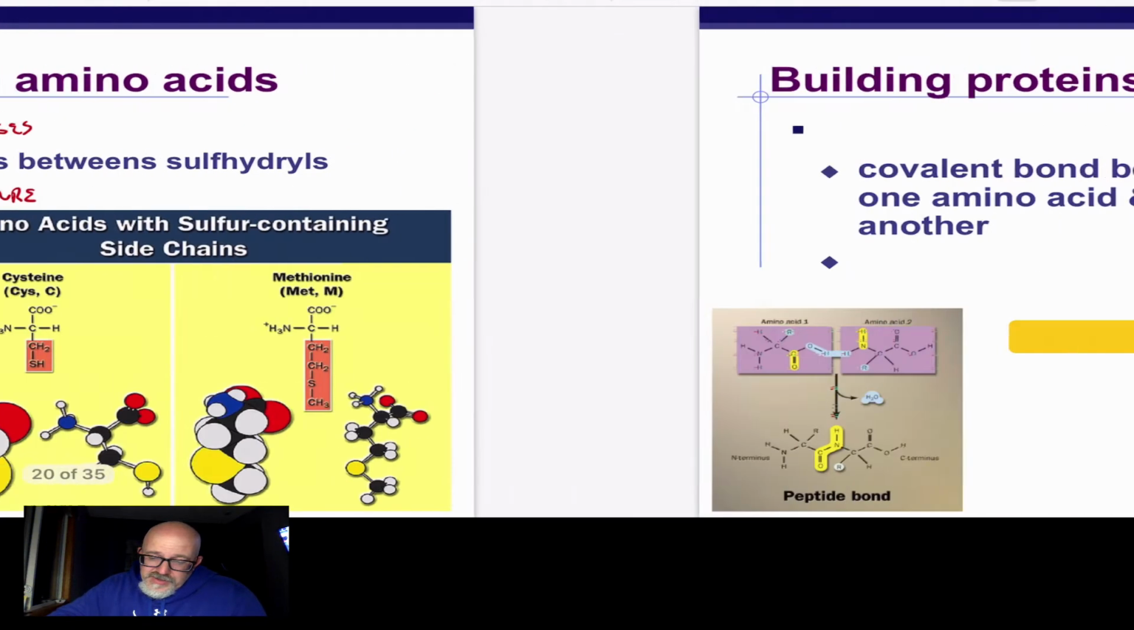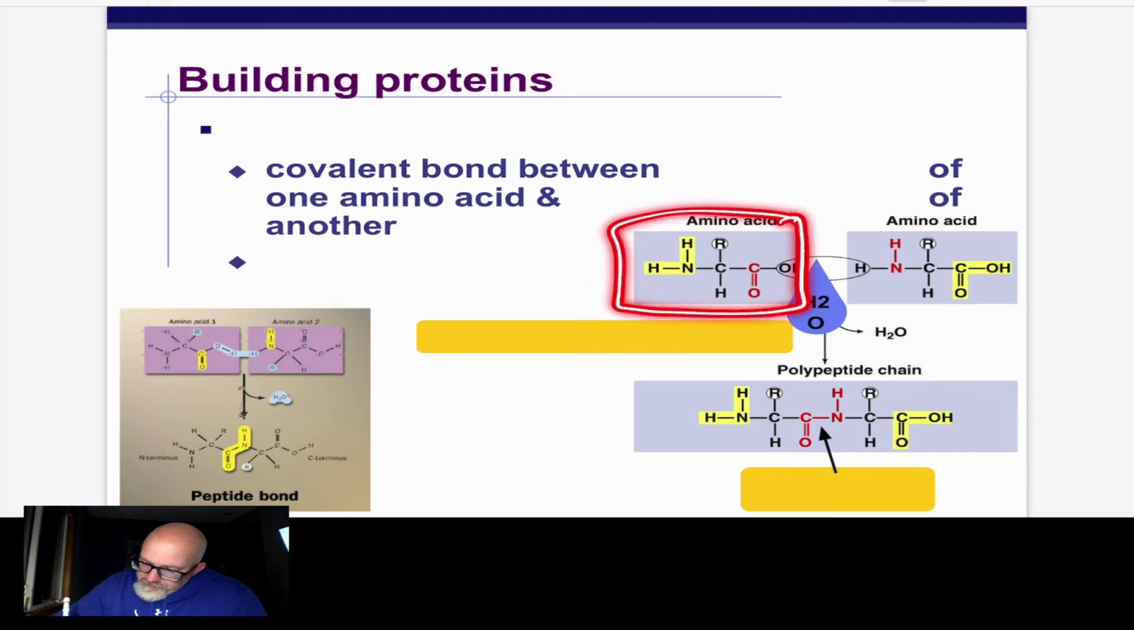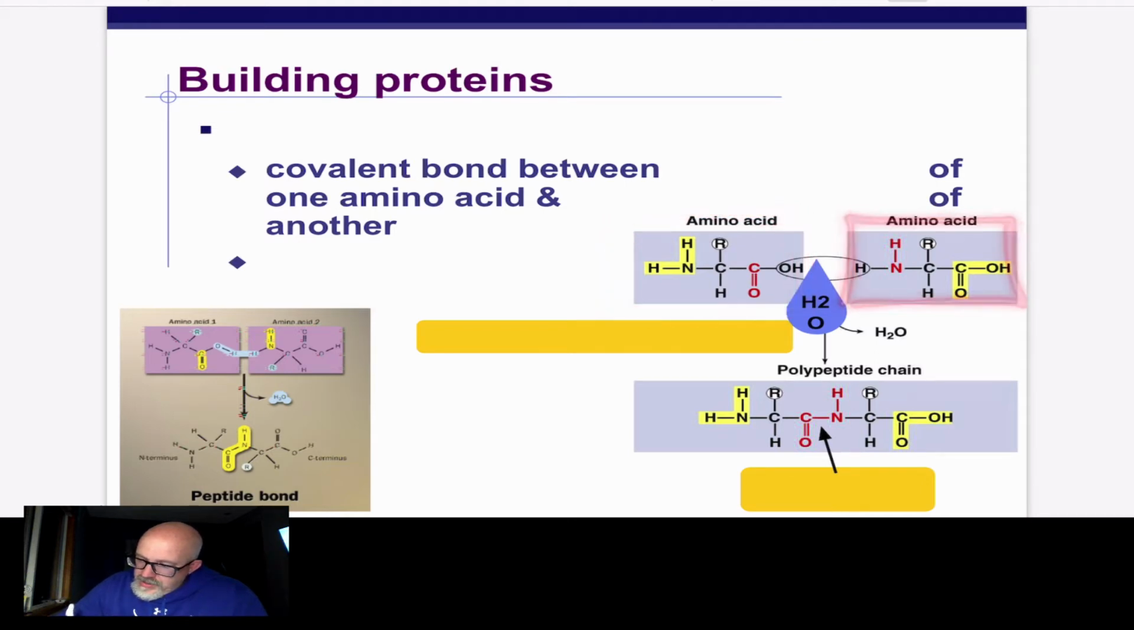So you might have a disulfide bridge, but in reality, what we're looking at is a single amino acid, here's one, and then here's another one. Those two are going to take water out to make a bond that forms right here. It's a very special bond. It is called a peptide bond.